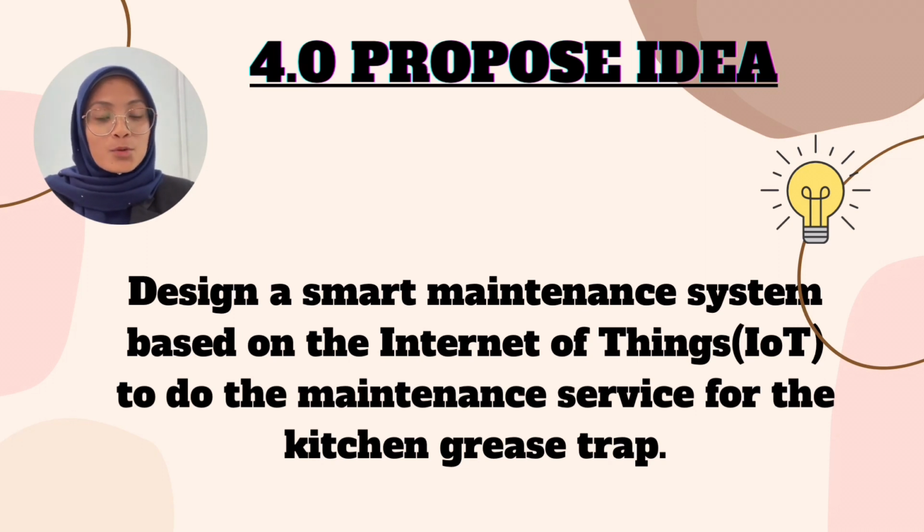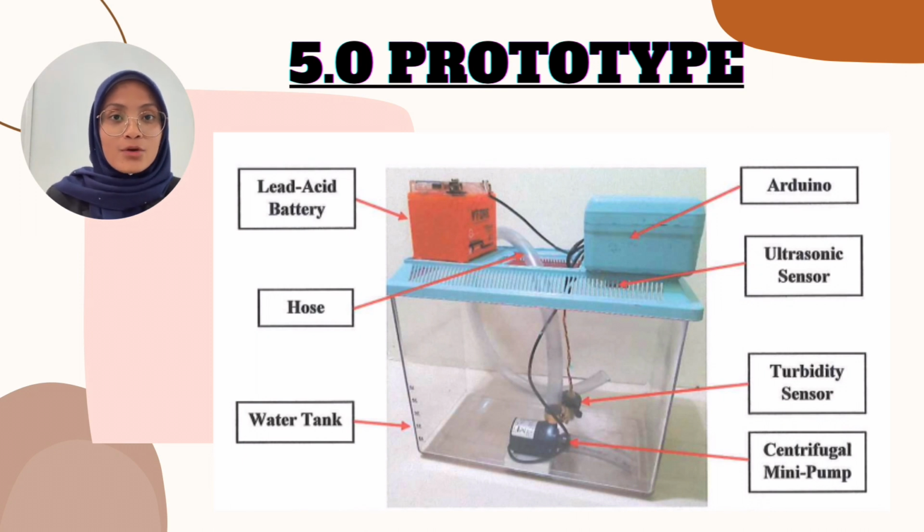So, we are going to propose an idea in designing a smart maintenance system based on Internet of Things to do the maintenance service for the kitchen grease trap. Moving on to 5.0, our prototype comprises 7 main components, which are lead acid battery, hose, water tank, Arduino, ultrasonic sensor, turbidity sensor, and centrifugal mini pump.